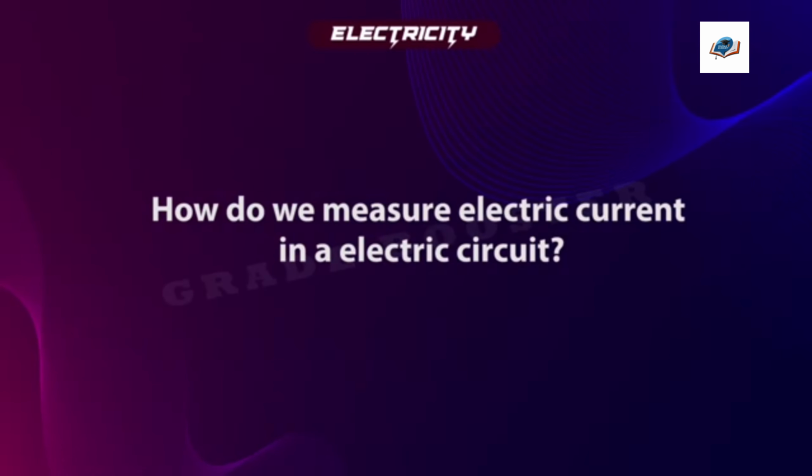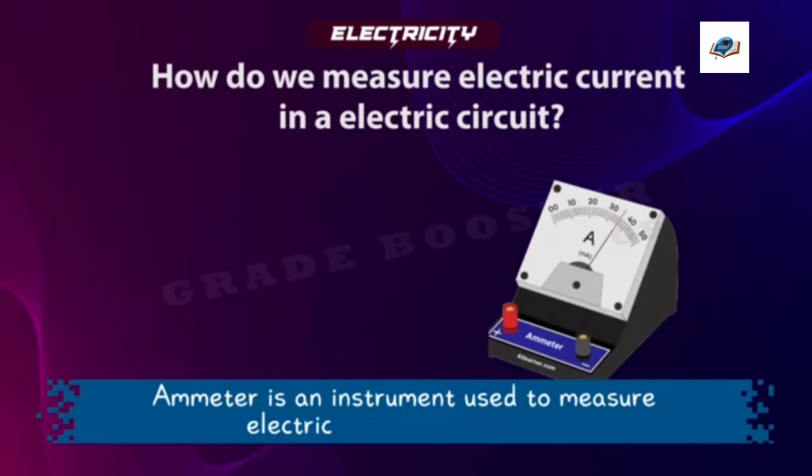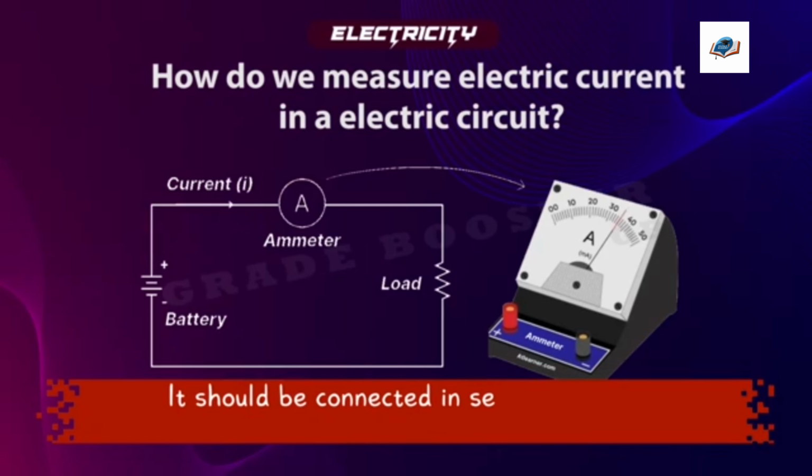Then how do we measure the electric current in a circuit? An ammeter is an instrument used to measure electric current in a circuit. It should be connected in series with the circuit components.